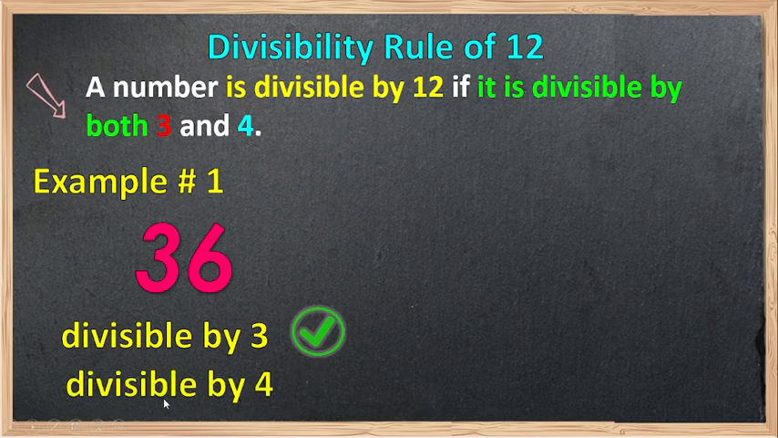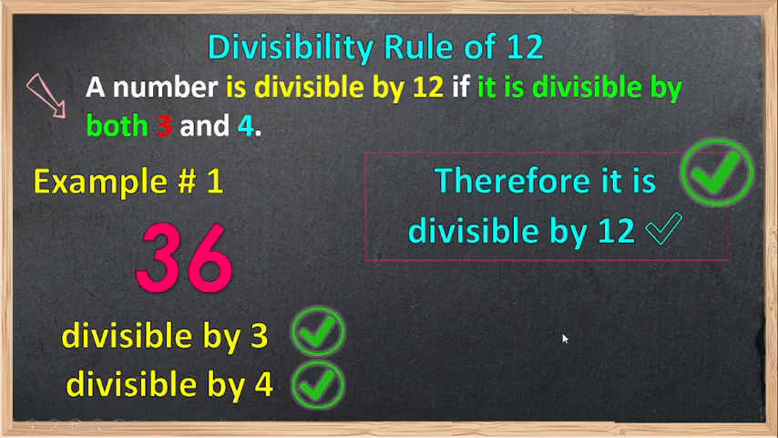And then we have divisibility by 4. What is the rule in the divisibility rule of 4? The last two digits must be divisible by 4. Does 36 divided by 4 have a remainder? No. Therefore, this is divisible by 4, satisfying the condition that it is divisible by both 3 and 4.